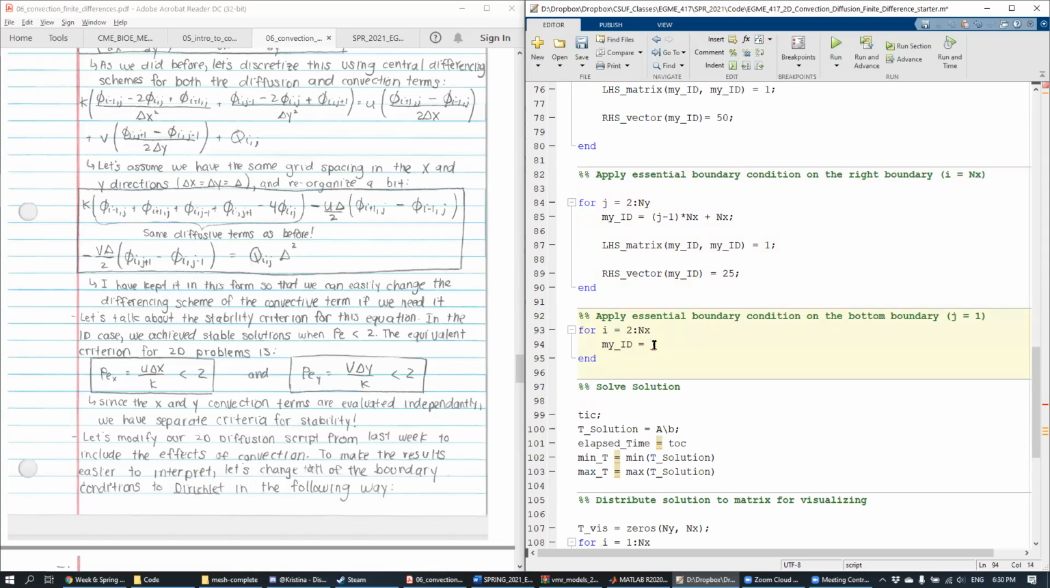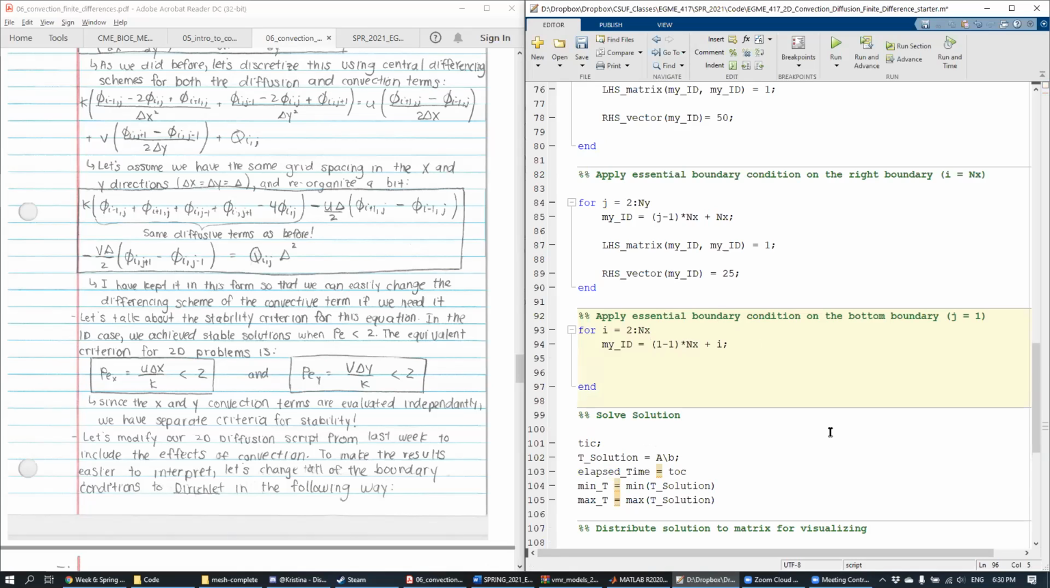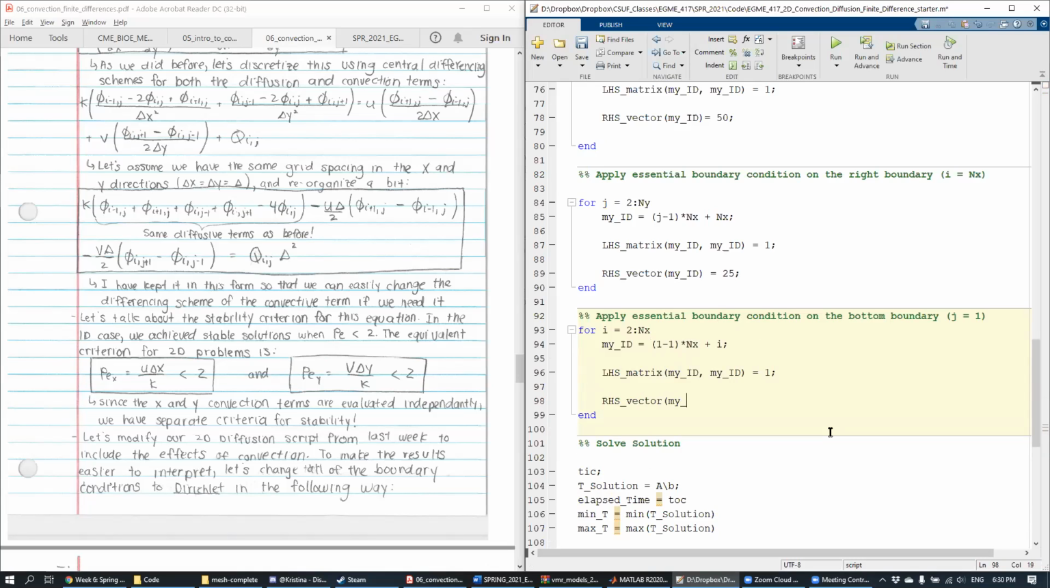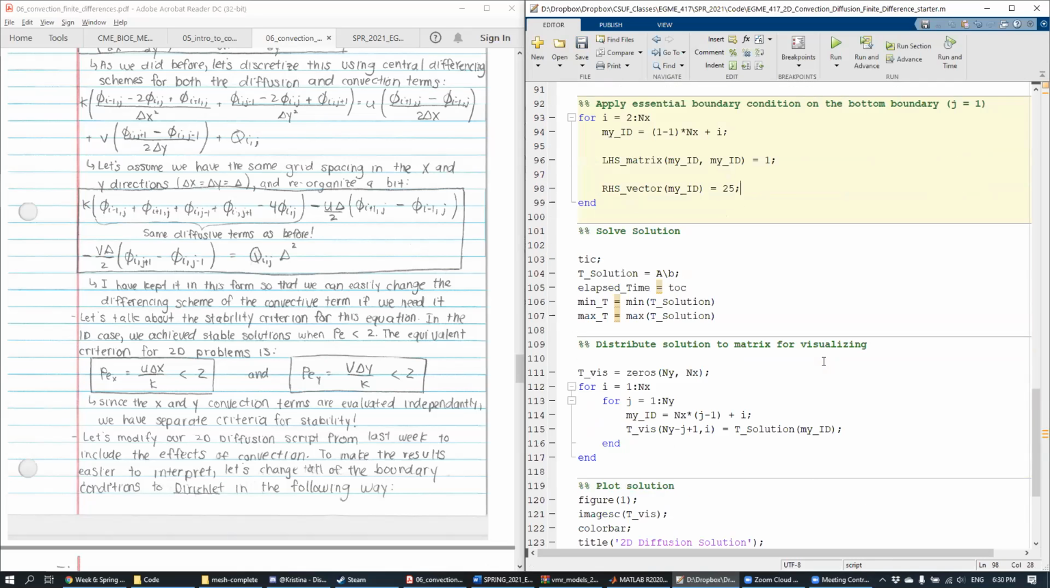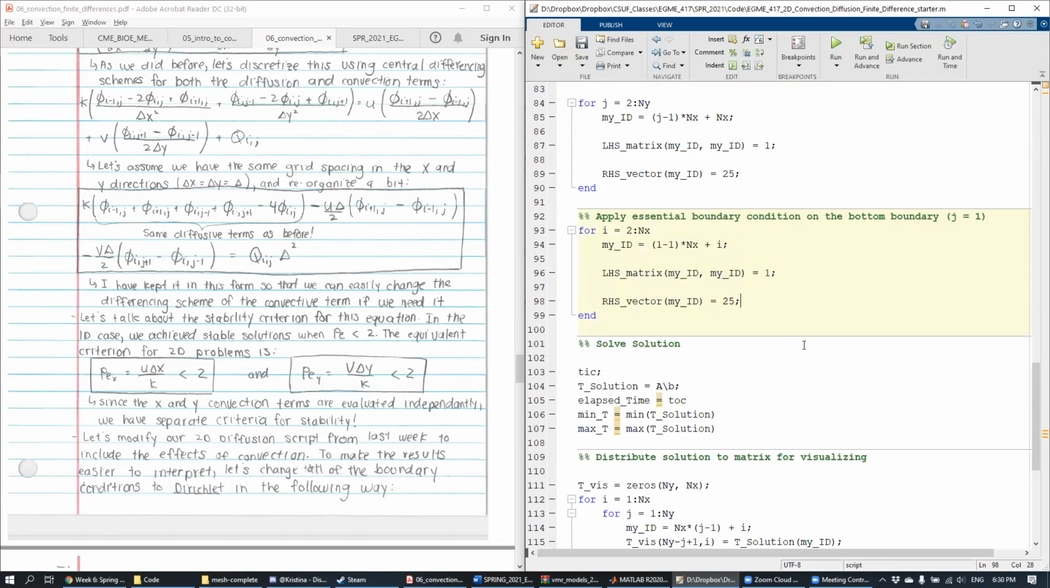Okay. And so for the bottom boundary, we have j is equal to 1. So let me write out the equation first. And so if we go ahead and plug in j is equal to 1 here, that'll give us all the ID numbers for the bottom boundary. And of course, 1 minus 1 is 0, so you can just leave that out, but I'll leave it just like this, so you can see it. Okay. And so with that, that's all of our boundary conditions implemented. And so now we're ready to solve. All right? Are there any questions on this?